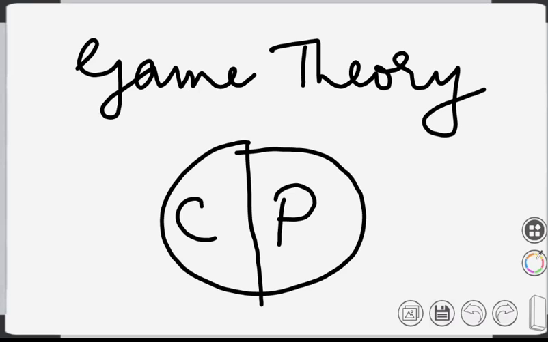So I have drawn a circle. It's just a shape, and say I am assuming that C is the portion of people who drink Coca-Cola, and P is the portion of the people, or the number of people, who drink Pepsi. So they are playing a game with each other.